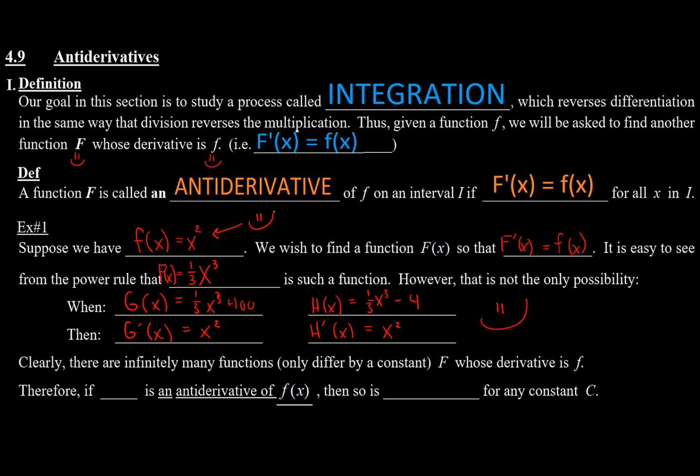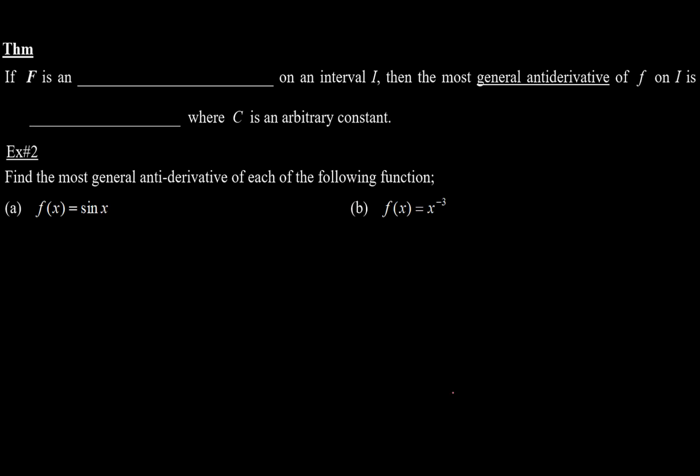Since these options really only differ by a constant, if capital F of x is an antiderivative of f of x, then so is capital F of x plus c, for any constant c. So if F is an antiderivative on interval I, then the most general antiderivative of f on I is F of x plus c, where c is an arbitrary constant. Okay, always, always, always remember the plus c at the end.